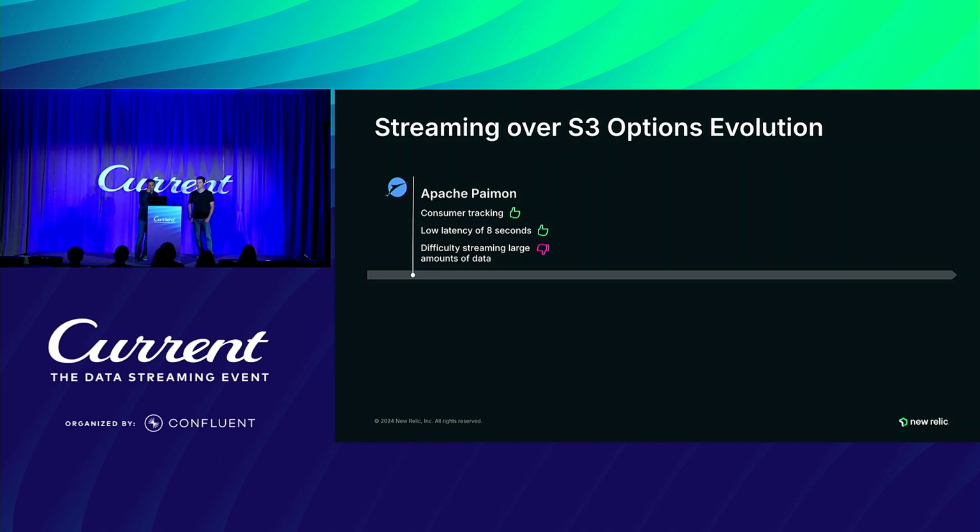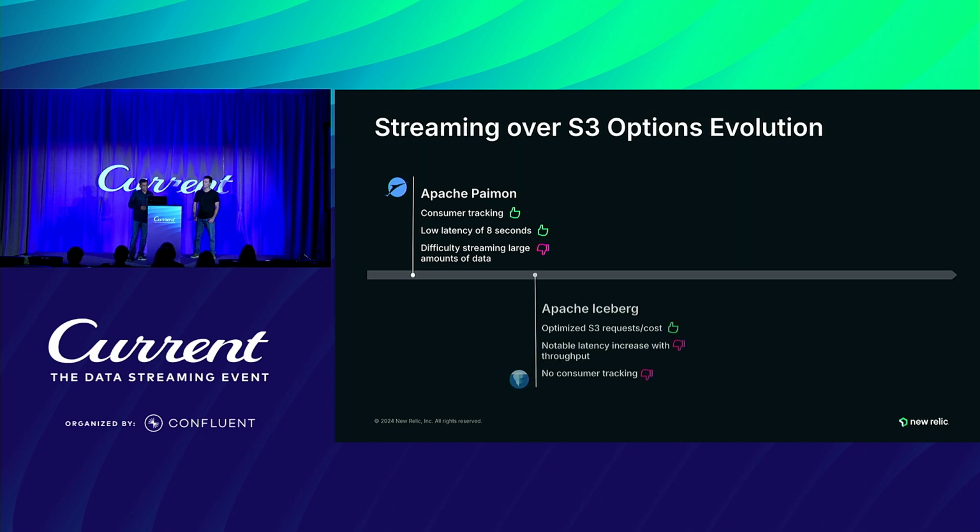The third thing that we found with Paimon was that it had some difficulty streaming large amounts of data. This is a case where your consumer might go down for an hour or so, and then you have so much data accumulated in S3. When the consumer restarts, that's when it was having some problems, where the job was restarting. So this is when we reached out to the community for help, and we also tried to reach out to the Apache Paimon authors. And while this was happening, we tried Apache Iceberg as well.